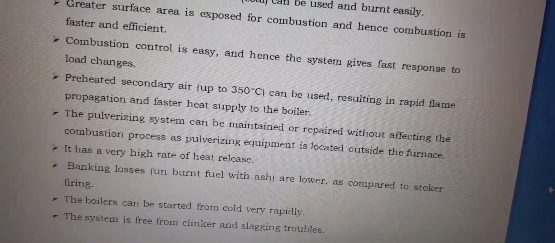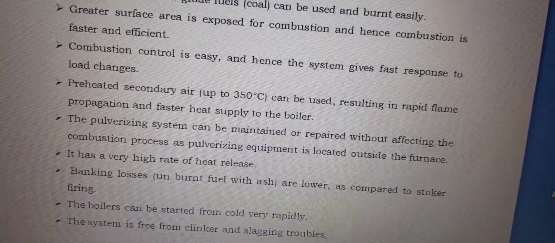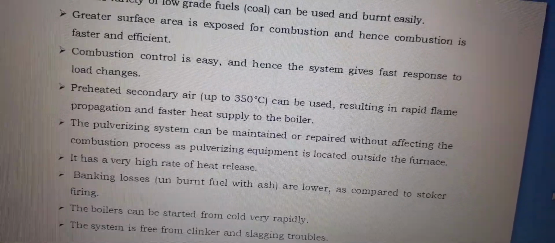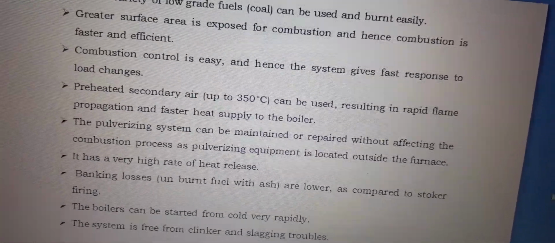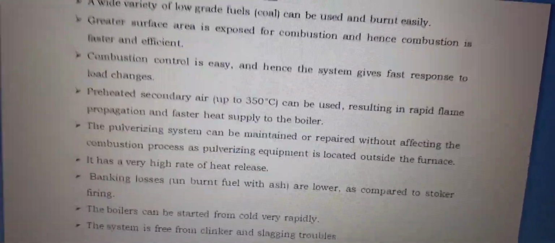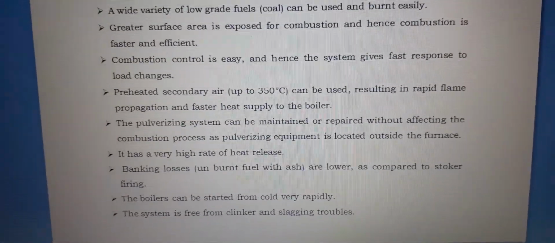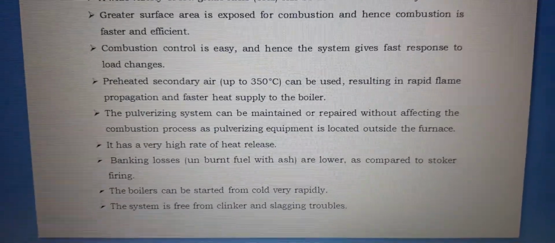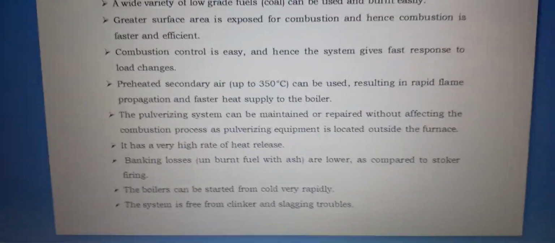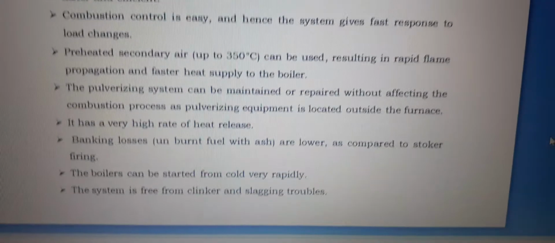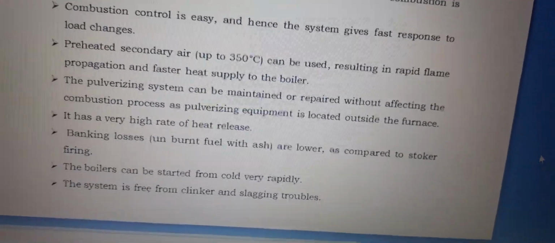Preheated secondary air can be used, resulting in rapid flame propagation and faster heat supply to the boiler. The pulverizing system can be maintained or repaired without affecting the combustion process, as the pulverizing equipment is located outside the furnace. It has a very high rate of heat release.